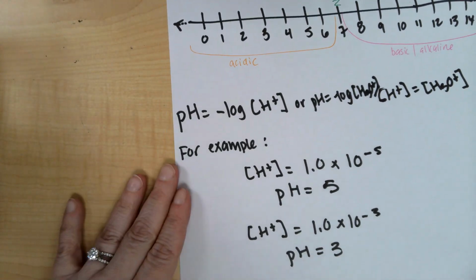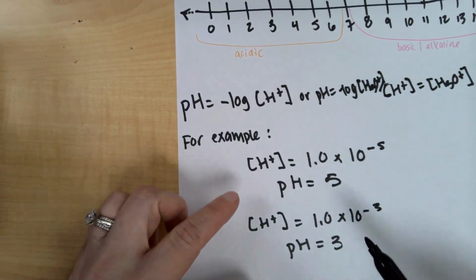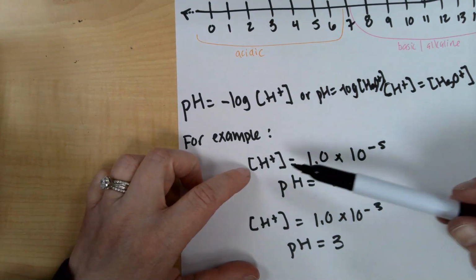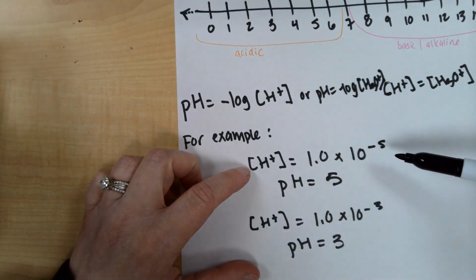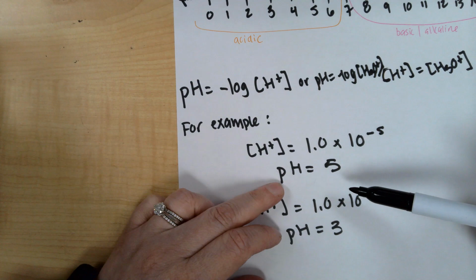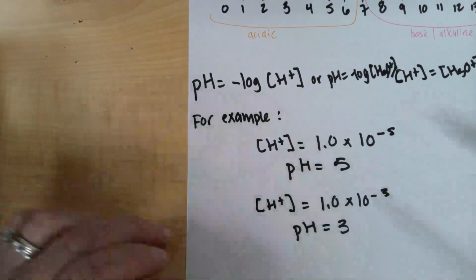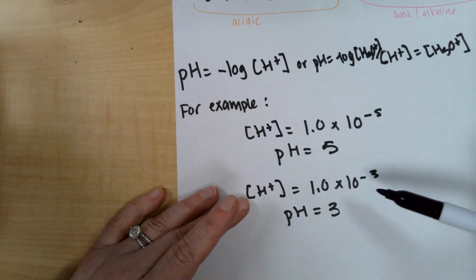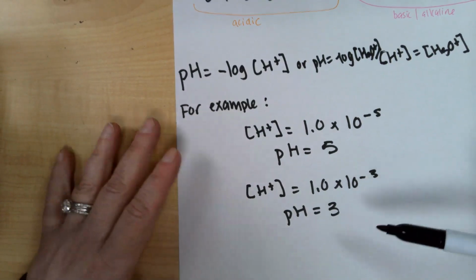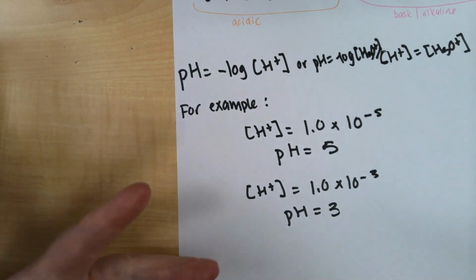So just to give you an example of where this came from, right? Let's say that you had an H plus concentration of 1.0 times 10 to the negative fifth, right? Our pH would be just 5, right? That's a way easier number to look at than this one up here, right? If our H3O plus concentration was 1.0 times 10 to the negative third, right? Our pH would be 3. That's a way easier number to deal with, right?